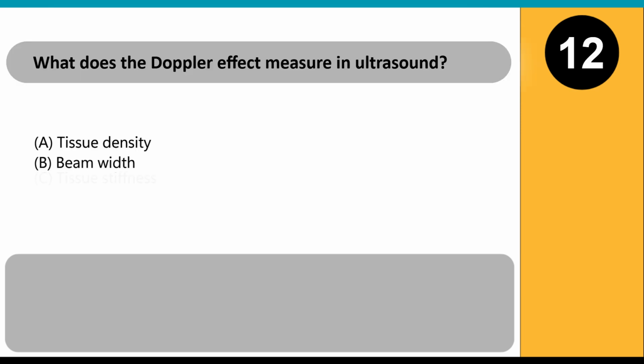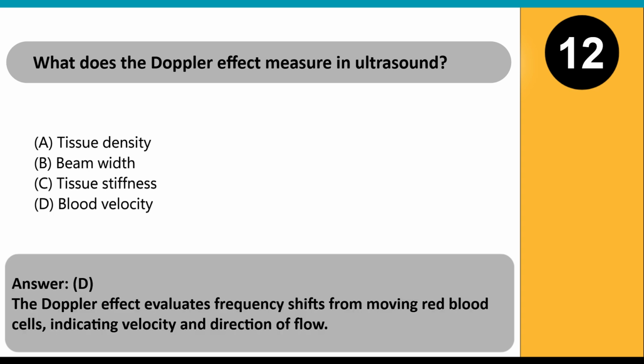What does the Doppler effect measure in ultrasound? A. Tissue density. B. Beam width. C. Tissue stiffness. D. Blood velocity. Answer D. The Doppler effect evaluates frequency shifts from moving red blood cells, indicating velocity and direction of flow.